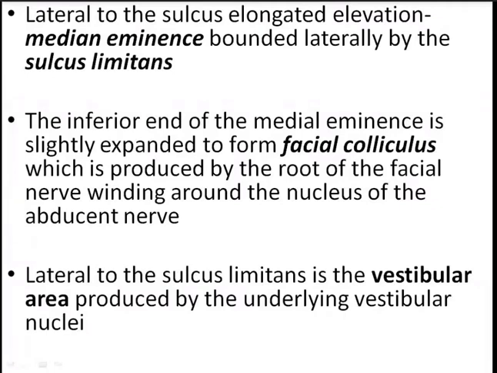The facial colliculus is produced by the root or genu of the facial nerve winding around the nucleus of the abducent nerve. The facial nerve is the 7th cranial nerve, whereas the abducent nerve is the 6th cranial nerve. So the facial nerve, during its course, winds around the abducent nerve nucleus to form the facial colliculus. And lateral to the sulcus limitans is the vestibular area produced by the underlying vestibular nuclei.